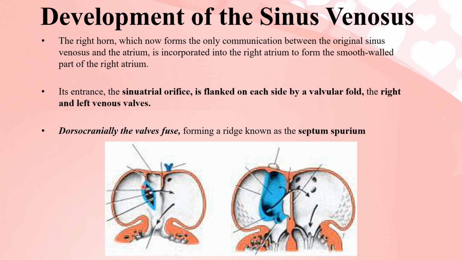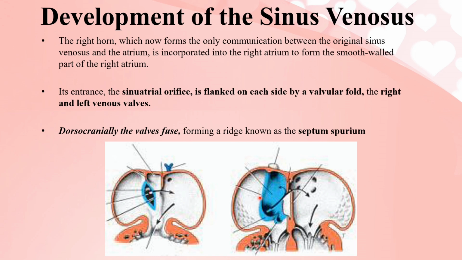As a result of incorporation, two ridges or two valves are formed. This is the right sinus valve and this is the left sinus valve. These two valves meet superiorly to form the septum spurium, and the right septum spurium and left sinus valve later fuse with the developing interatrial septum. The superior part of the right sinus valve disappears, while the inferior part of the right sinus valve forms the valve of the inferior vena cava and coronary sinus.